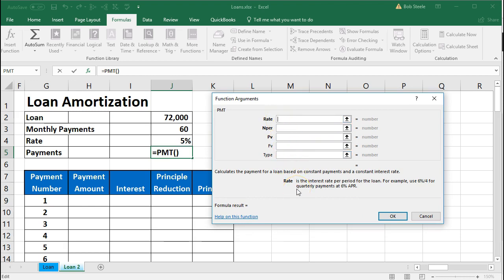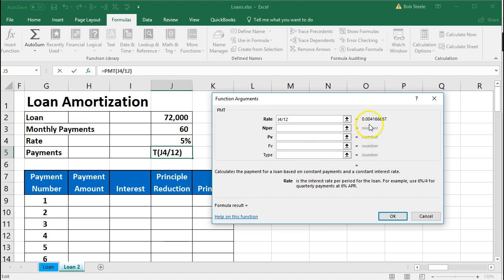So we have the rate, the interest rate per period. That's going to be this 5%. However, that 5% is for a year. So whenever you hear a rate, it typically means per year. And we have 60 payments, and we're going to assume that's monthly payments. It says monthly payments. So per period would be that 5% yearly rate divided by 12 to make it a monthly rate.